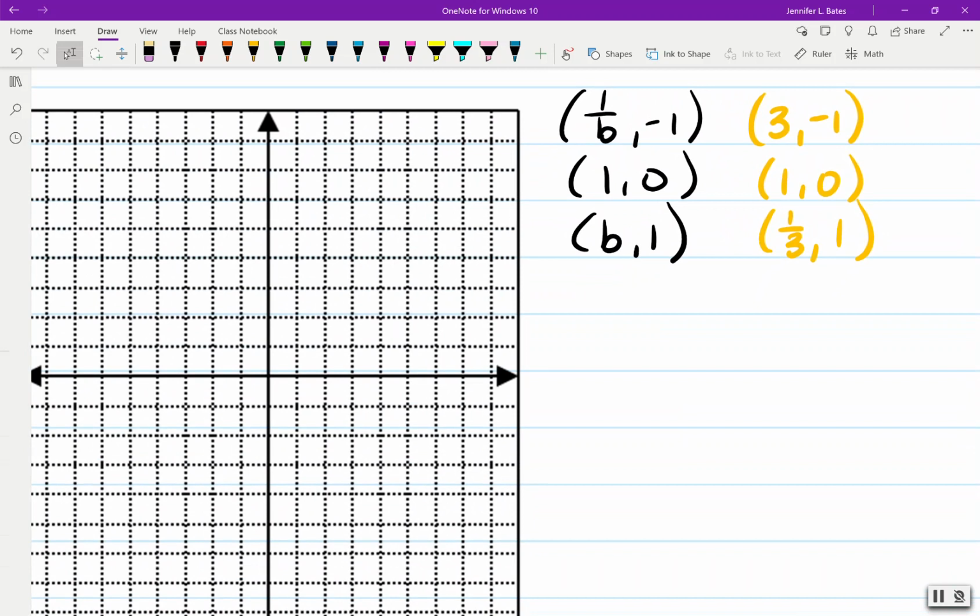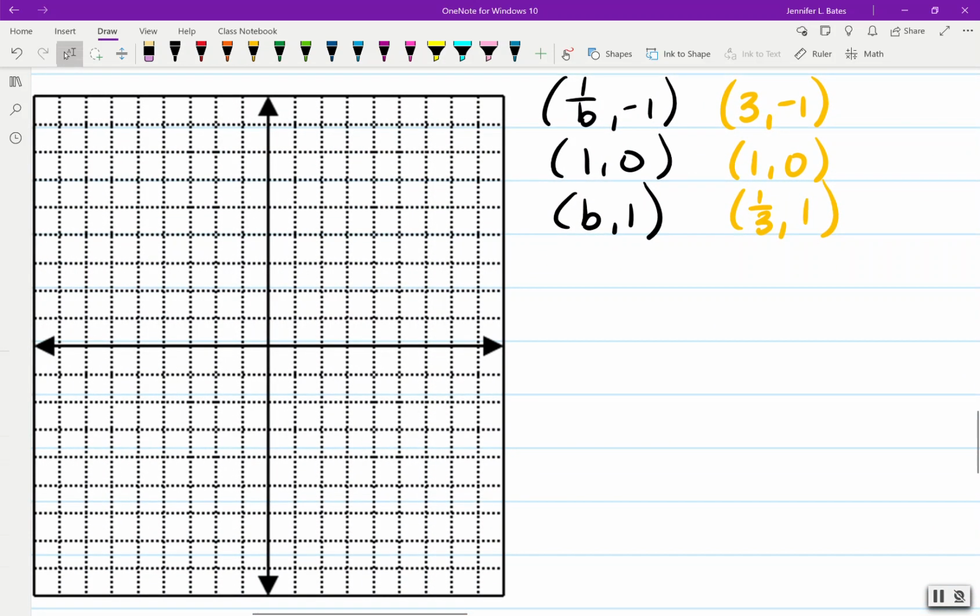Now, we're not doing any shifting, no stretching, no compressing, no reflecting, at least not in this one. So I'm going to go ahead and draw on the asymptote. It goes along the y-axis, and I'm going to plot my 3 points: 3, negative 1; 1, 0; 1/3, 1. And it looks just like this.